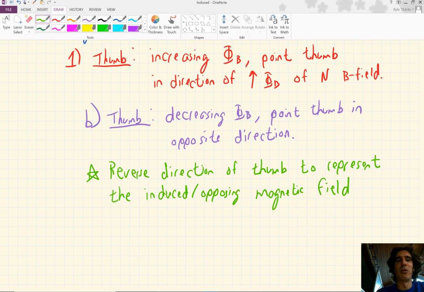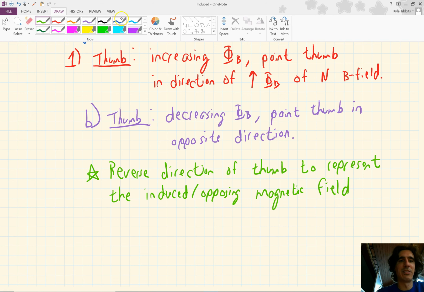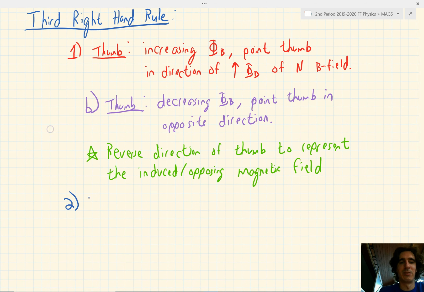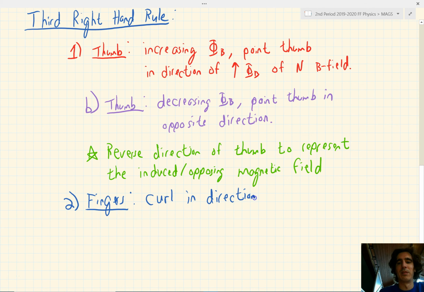Once we have the proper orientation of our thumb, the last step is our fingers are going to curl in the direction of the current. So our fingers curl in direction of the induced current.